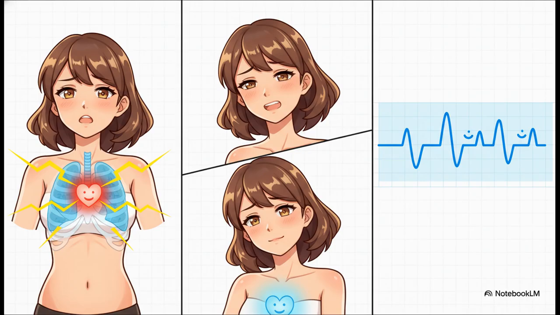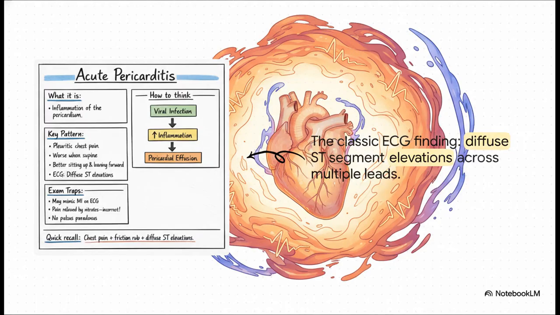And finally, the ECG, you're going to see diffuse ST elevations. Now, that word diffuse is so important here. Unlike a heart attack, right, where the ST elevation is usually localized to certain leads that point to a specific blocked artery, in pericarditis, the inflammation is all over that sac surrounding the heart. So you see these ST elevations pretty much everywhere on the ECG. It's a global problem, not a focal one, and the ECG shows you that perfectly.